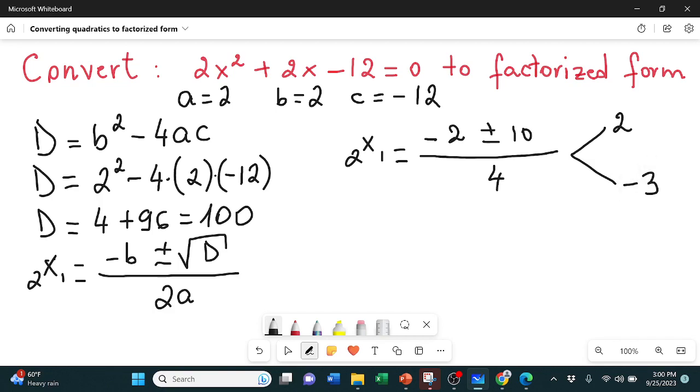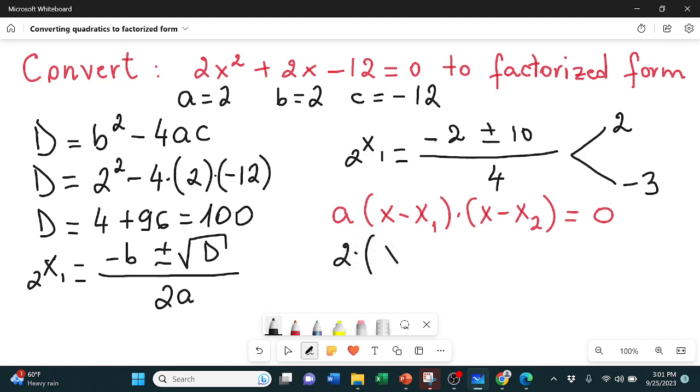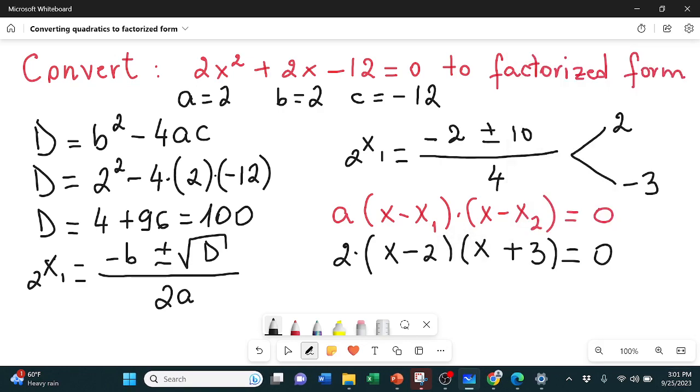Now, the factorized form of the quadratic equation is going to be written in this form: a times x minus x1 times x minus x2 equals 0. So having said that, we're going to substitute all the values. Instead of a, we have 2. x minus 2 times x minus negative 3. This is the final form.